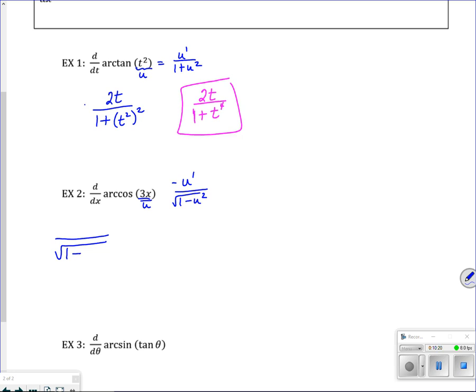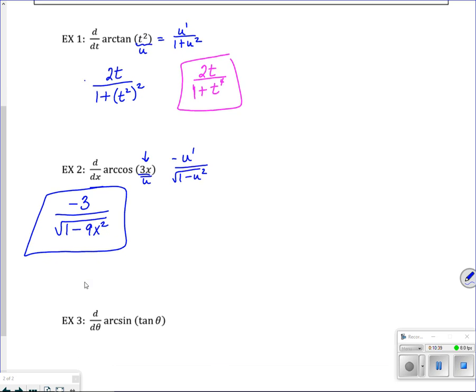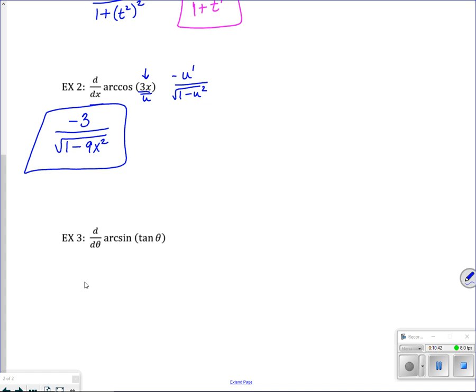And you can probably do this in one step. Remember to square both the number and the letter. And what goes on top is u prime. So that's a 3. But remember, I have the negative. And friends, that's it. There's my derivative. I'm done. If you know the formulas, it becomes easy.